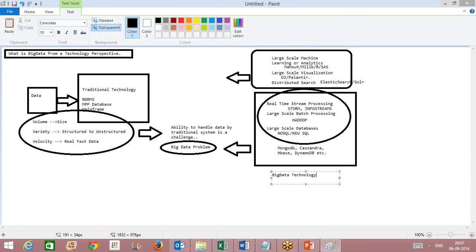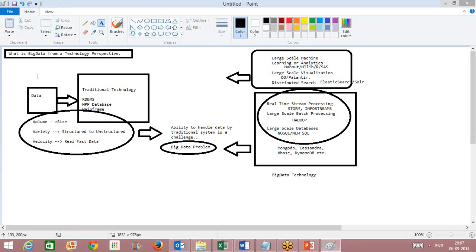So from a technology perspective, if somebody asks you what's big data, your answer should be: when traditional systems are not able to handle the data because of either its volume, velocity or variety, then that problem becomes a big data problem, and the technologies which help to solve that problem become big data technologies. I hope this is clear.